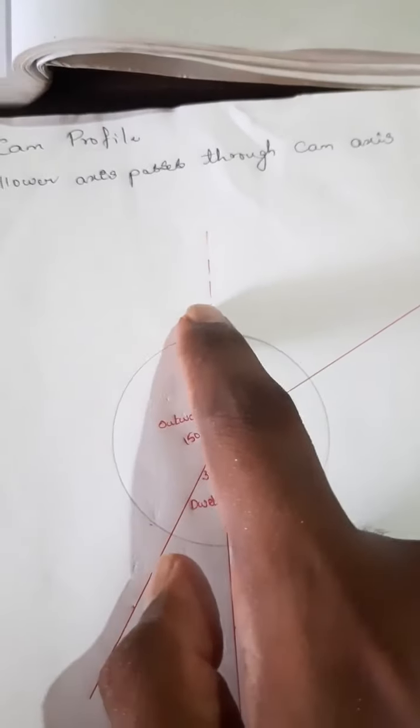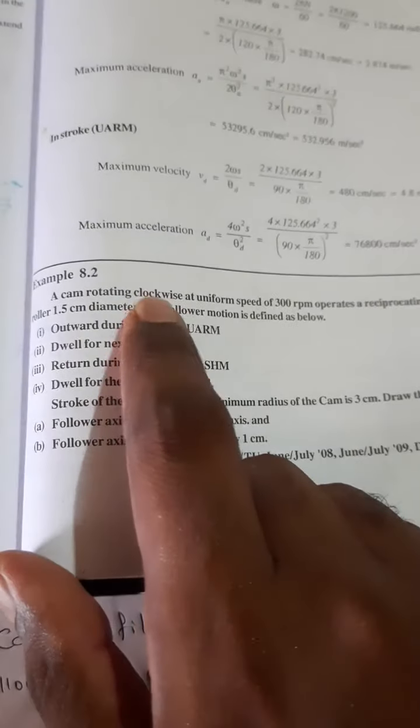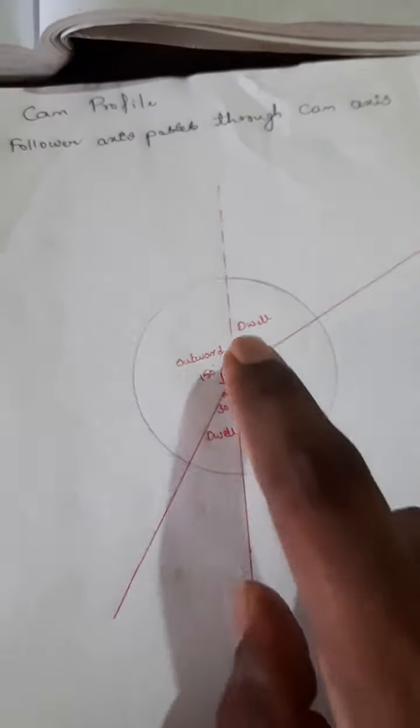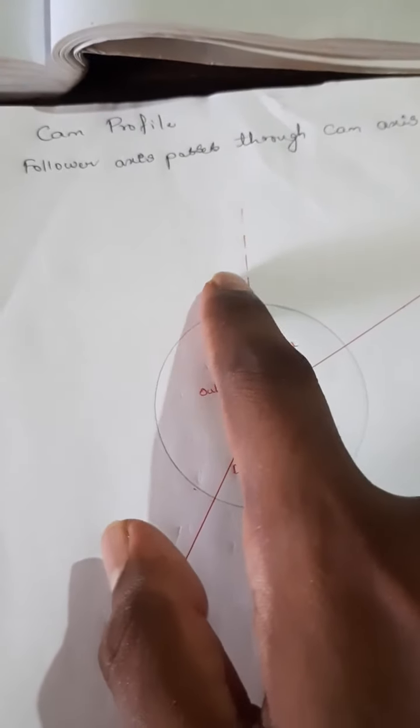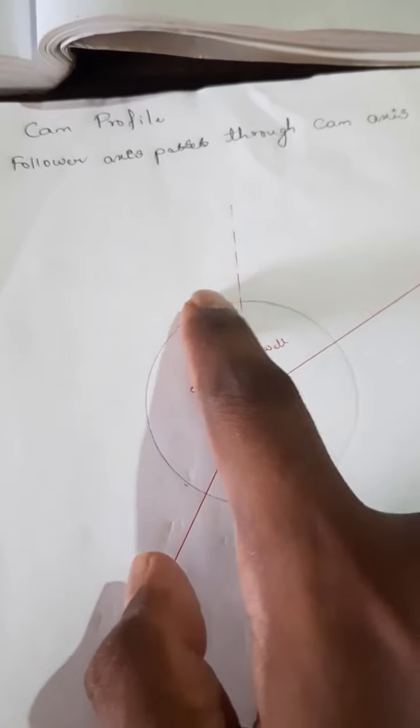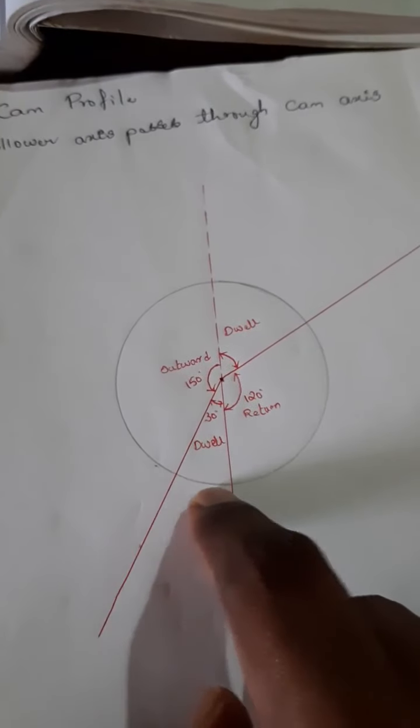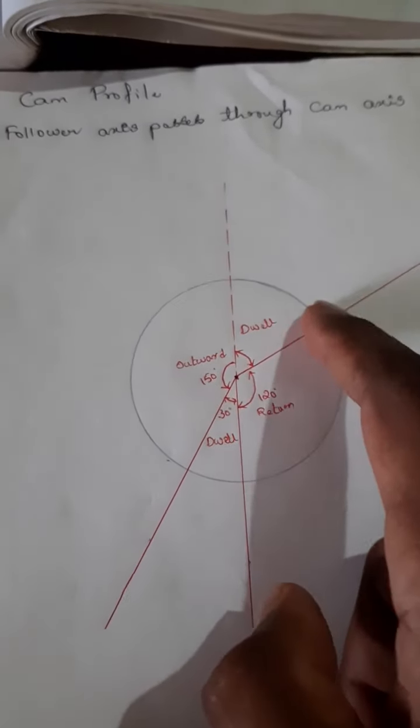Now remember, if the cam rotates clockwise, start the angle measurement in the anti-clockwise direction. Suppose the cam rotates anti-clockwise, then the angle measurement should be in the clockwise, opposite way. For the present problem, it is clockwise, so the angle measurement should be taken anti-clockwise. So 150 starts from here, the next 30, the next 120 and the remaining is 12.